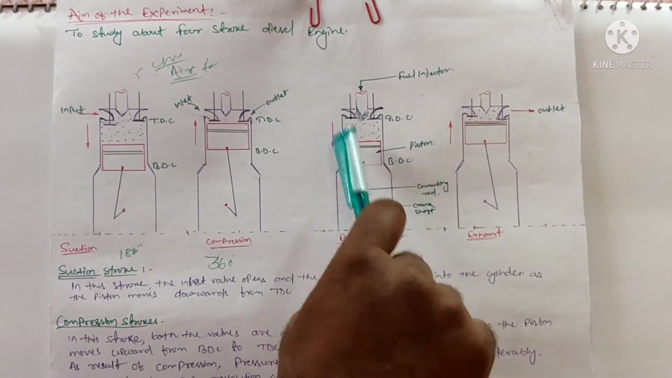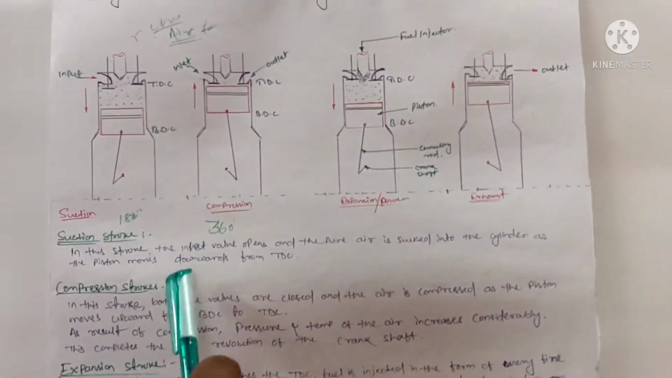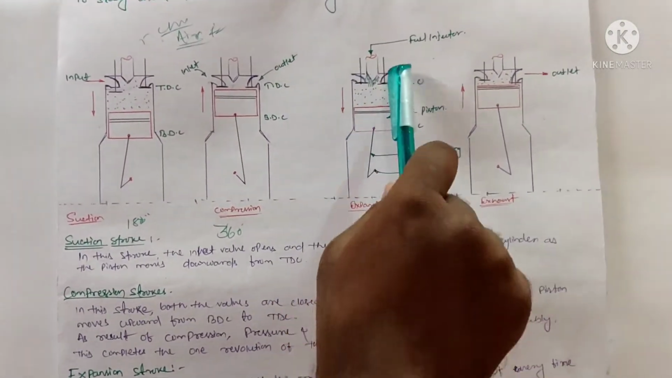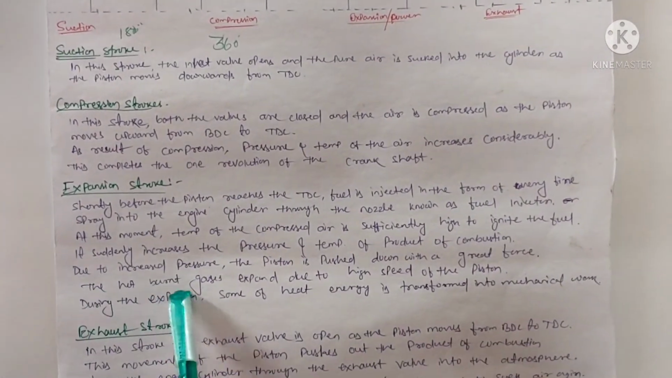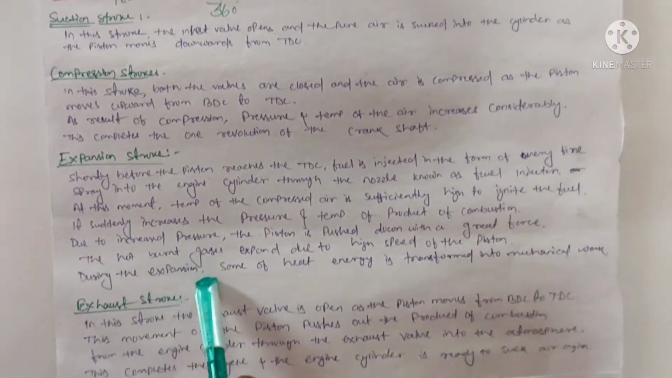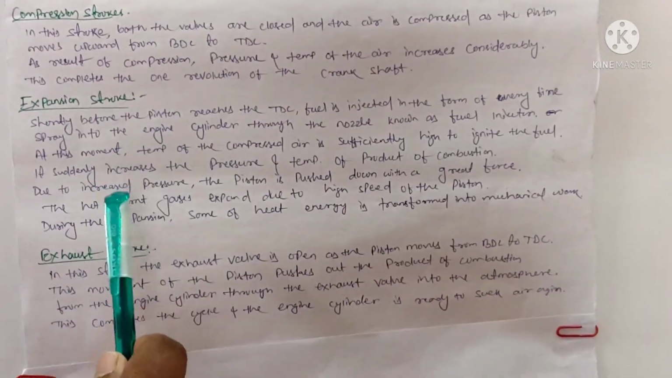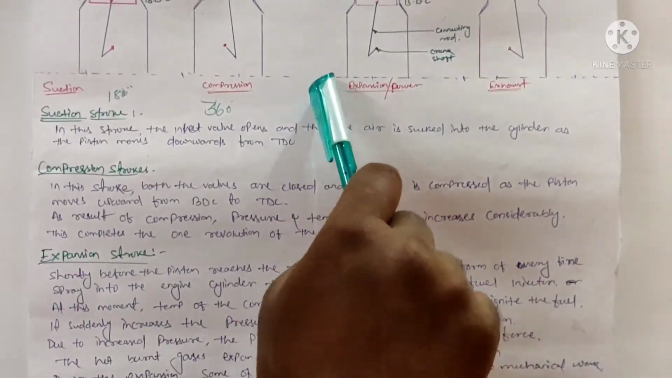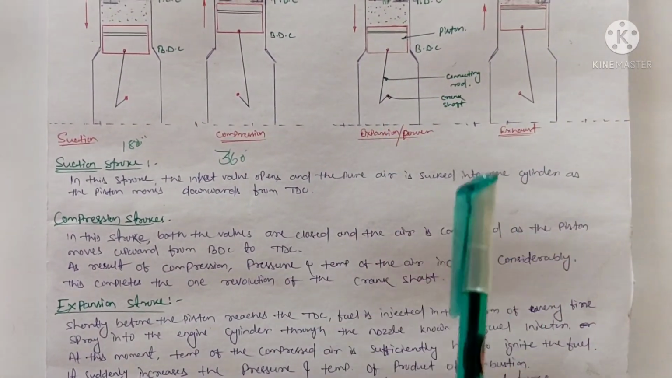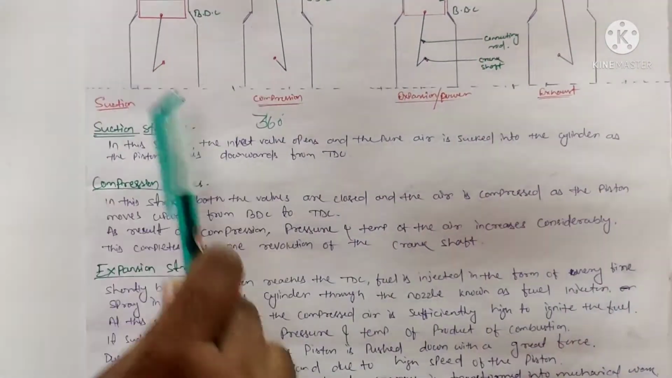When the ignition process starts inside the engine cylinder, a great force is applied on the piston. That's why the piston moves from TDC to BDC with the help of this force. The hot burnt gases expand due to the high speed of the piston. During the expansion, some of the heat energy is transferred into mechanical energy or mechanical work. In our previous class on the petrol engine also, in the expansion or power stroke, we get some power. Here also it is the same. Here also the heat energy is converted into mechanical energy.